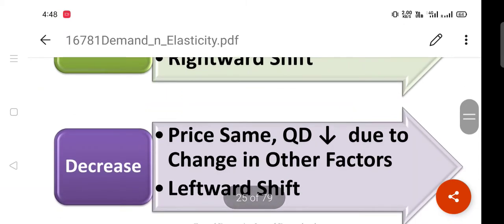Next is decrease in demand. सिमिलरली प्राइस आपका सेम है लेकिन किसी कॉमोडिटी की डिमांड गिरती है, फॉल होती है, that situation is known as decrease in demand, and it is always a leftward shift.